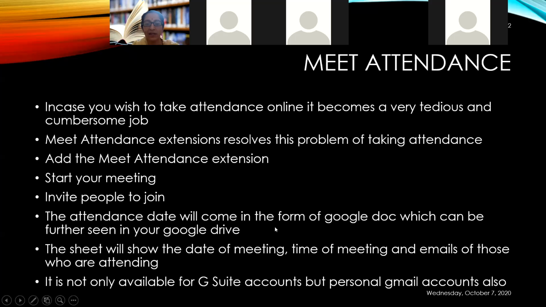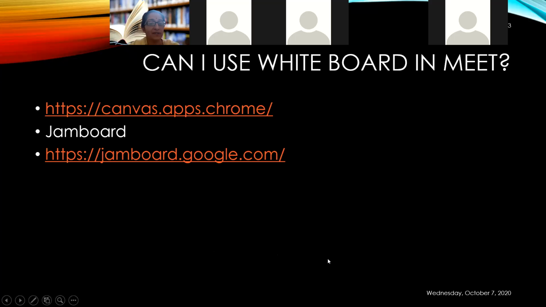The attendance data will come in the form of a Google Doc, which can be seen in your Google Drive. The sheet will show the date of the meeting, the time of the meeting, and the emails of those who are attending. And it is not only available on G Suite accounts, it's actually available on your personal account also.